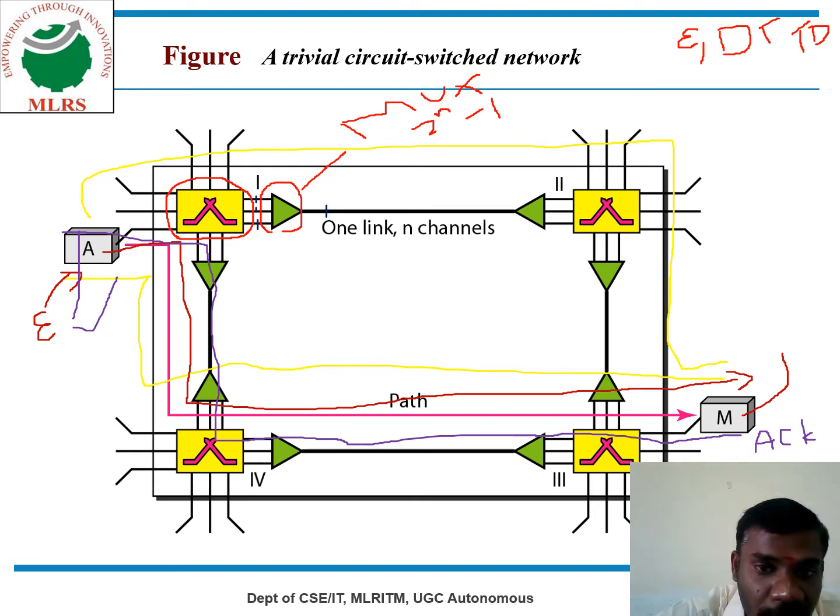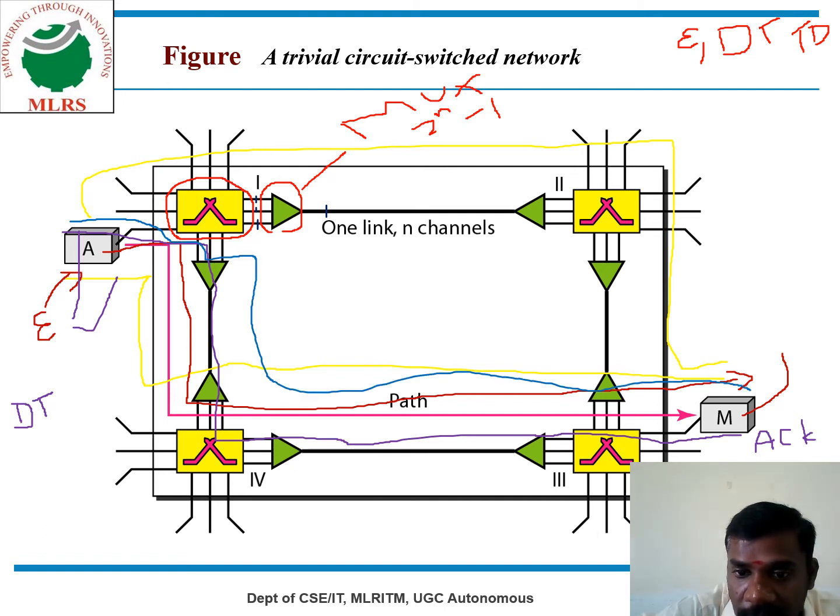Now going for the second one. The second one is your data transfer. Data transfer is your signal transfer. Now A is sending the signals. What kind of signals? See here, signals are passing to M like this. Data are nothing but signals, and all the signals are in the form of zeros and ones.